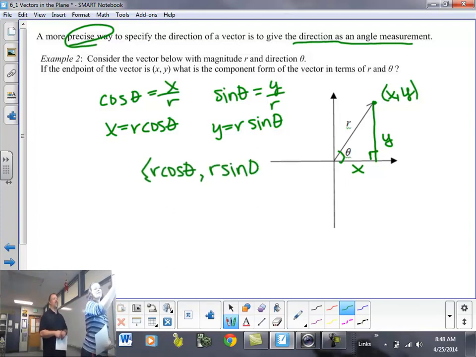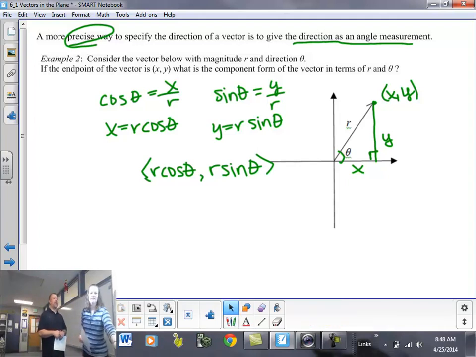So that is the component form. Hopefully they can memorize that without realizing it's not really that new. No, you shouldn't have to develop that every single time. No, we just write it. R cosine theta, r sine theta. Now let's see how easy this is. All right, go to the next problem.